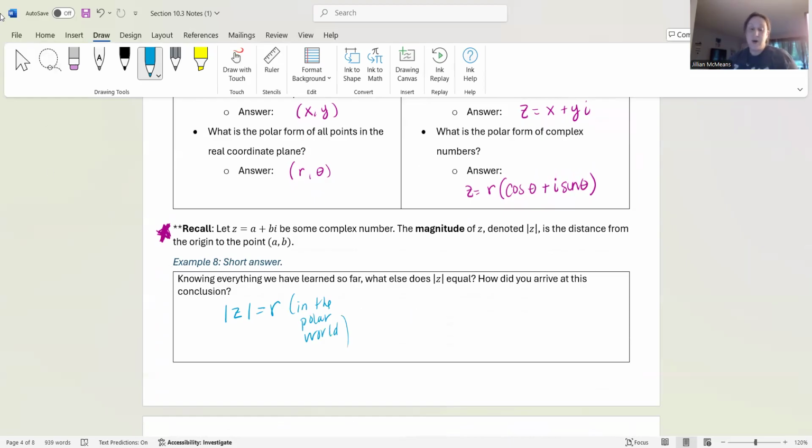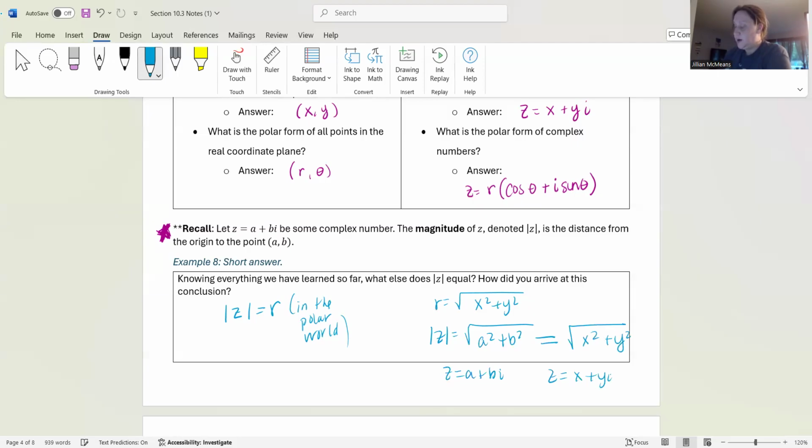Well, we looked at the graphs first of all, okay? But we also, in a previous example, looked at the Pythagorean theorem. We looked at the formula for r and the formula for the magnitude of z. Remember, r equals the square root of x squared plus y squared, and the magnitude of z equals the square root of a squared plus b squared. But remember, that's if you have z equals a plus bi. If we have z equals x plus yi, then we would get x squared plus y squared. So these two things are the same, which tells you that r and the magnitude of z are really the same.